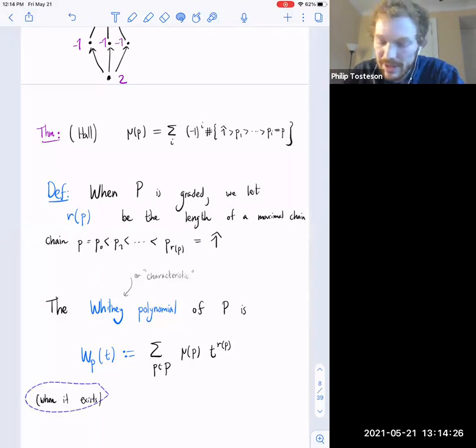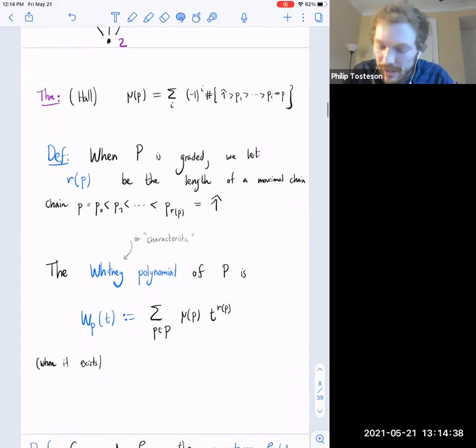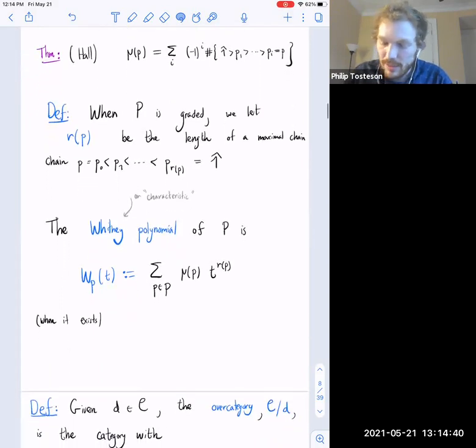And for this to exist, I probably need the poset to be finite. Or some other condition will also work, but I guess you need to have finitely many elements in each rank. Yeah, so that's the Whitney polynomial.